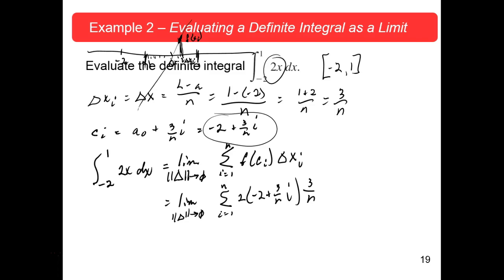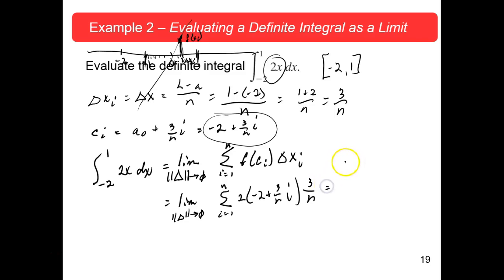And what I'm going to do here, because you see the 2 doesn't have anything to do with the I at all. It's not getting counted, okay? The 3 over n has nothing to do with the counter. So I'm going to take those two pieces that have nothing to do with advancing from I equal 1 to n. I'm going to take those on the outside and make the 6 over n out here, okay?